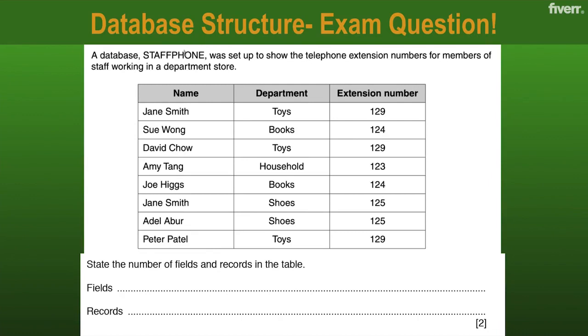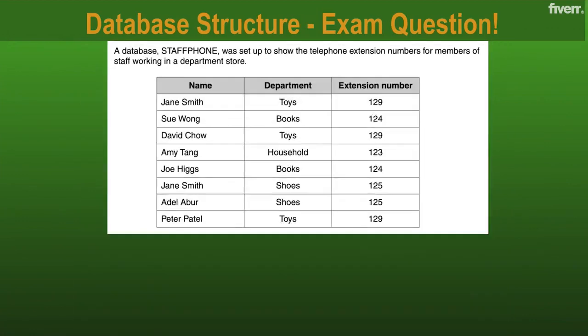Answer it real quick. The fields are going across: 1, 2, 3. There are 3 fields in this table and the records are going down: 1, 2, 3, 4, 5, 6, 7, and 8. 8 records in this table, 2 marks, nailed it.